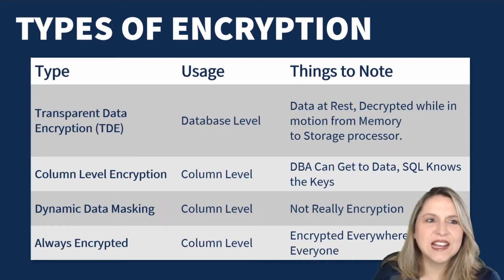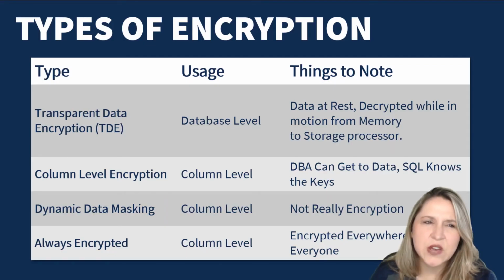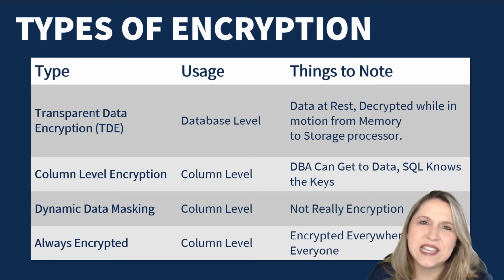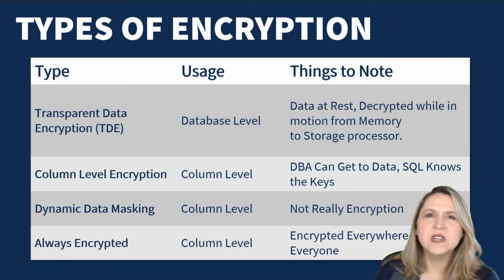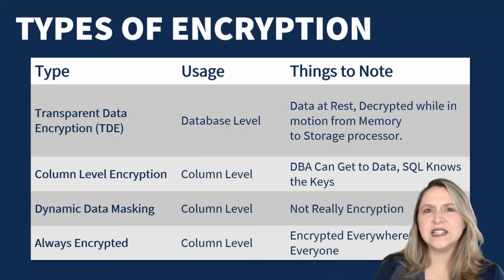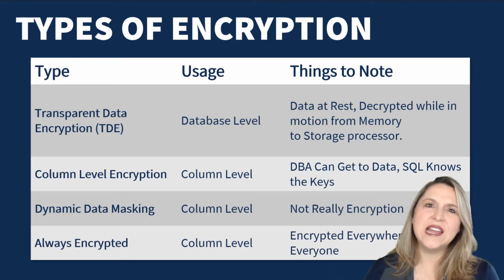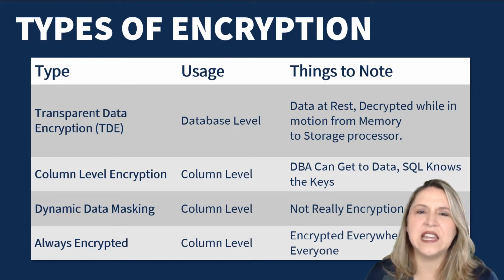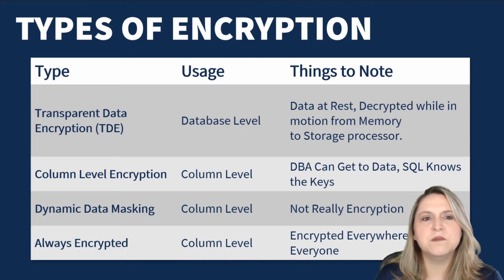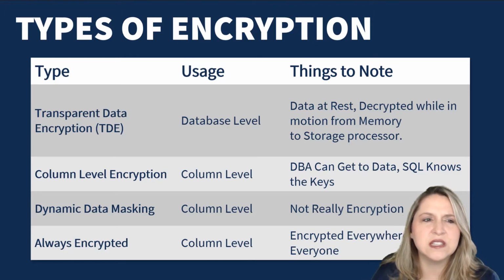So first, let's look at a couple types of encryption that we already know about as DBAs. We've got TDE. It's a familiar one to all of us. Transparent data encryption. It's done at the database level, and this is called data at rest. It's decrypted while it's in motion from memory and to the storage processor, right? So it's only encrypted while it's sitting there. Anytime the data is in motion, there's a possibility of being able to get to that data in an unencrypted fashion. So you have to keep that in mind when choosing this option.